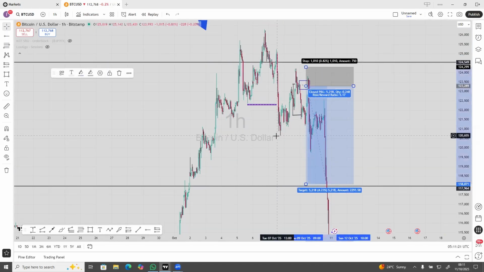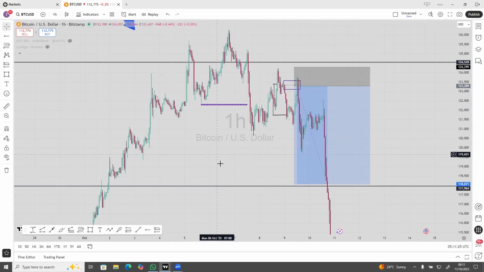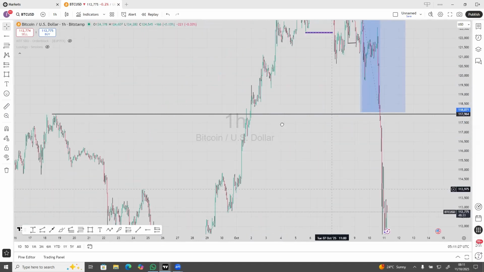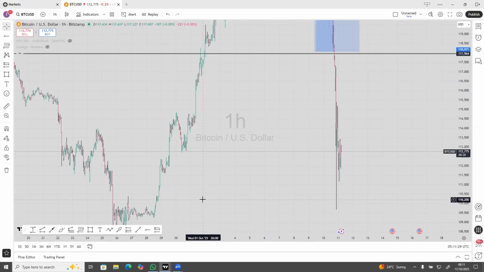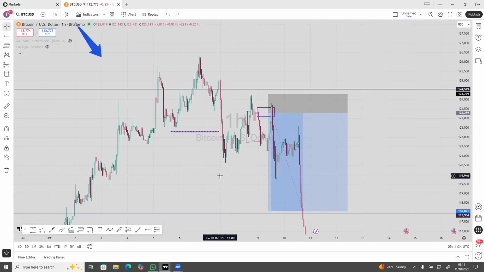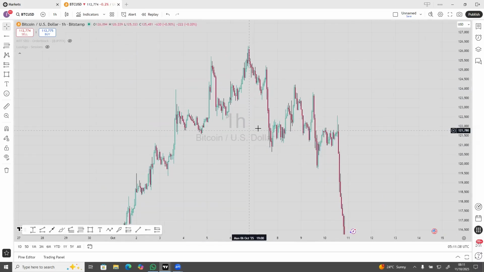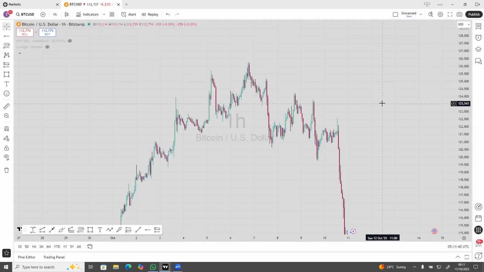Okay, so we execute this trade and you can see the feedback. Price imeshuka until hapo. Feedback imeposti katika community, you can see it. Okay, so what is next? How can we analyze for next setup?